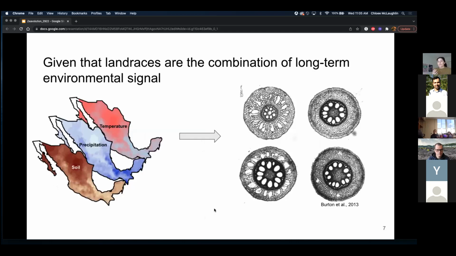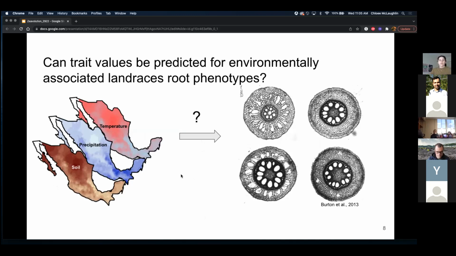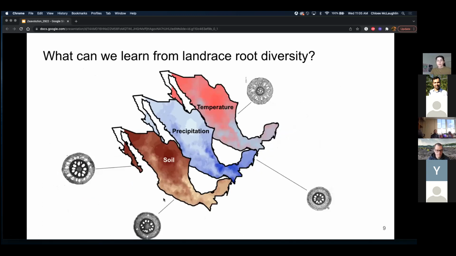Given that landraces are thought to be a combination of long-term environmental signals, where environmental differences are thought to in part drive variation in traits, can trait values be predicted for environmentally associated landrace phenotypes? How can we use a modeling approach to elucidate the underlying environmental gradients that might be driving trait variation? Ultimately, how can we use landraces as a long-term experiment on what might be aiding fitness to limiting environments through these environmental correlations? And what can we learn from landrace root diversity as it relates to environment?